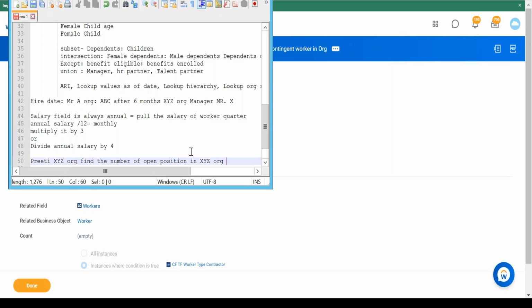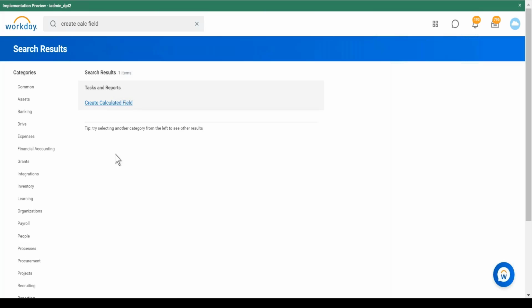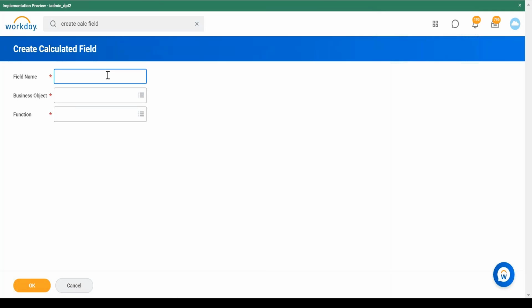Under this scenario, there are different ways to build this field. If you're building the report on a data source for which the primary BO is worker, then this field has to be built on worker BO. If the primary BO is organization, it has to be built on organization BO. Depending on your primary BO, you have to figure out which BO to build this field on. Right now I'm trying to find the number of open positions for the supervisory org in which the worker is sitting.